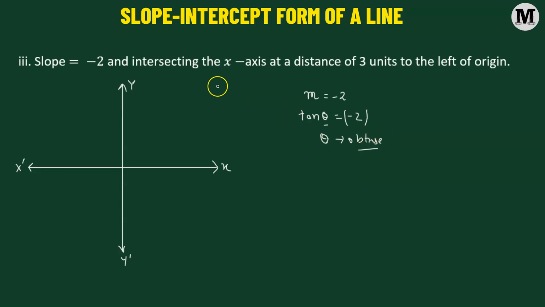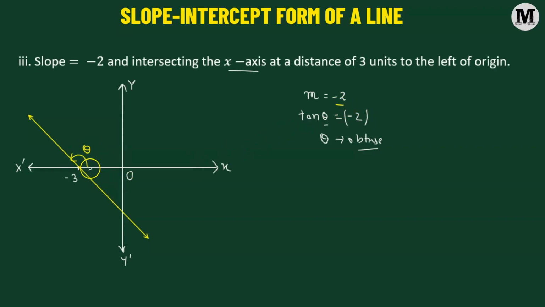Now it's given here that the line intersects the x-axis at a distance of 3 units to the left of the origin. So this is our origin O. To the left means it's intersecting at this particular point, negative 3. So our line is going to pass through this point and it's going to have a negative slope. If we sketch the line, it's going to have something of this form. This particular angle is the angle theta. So this theta is obtuse and that's the reason why we're getting a negative slope.